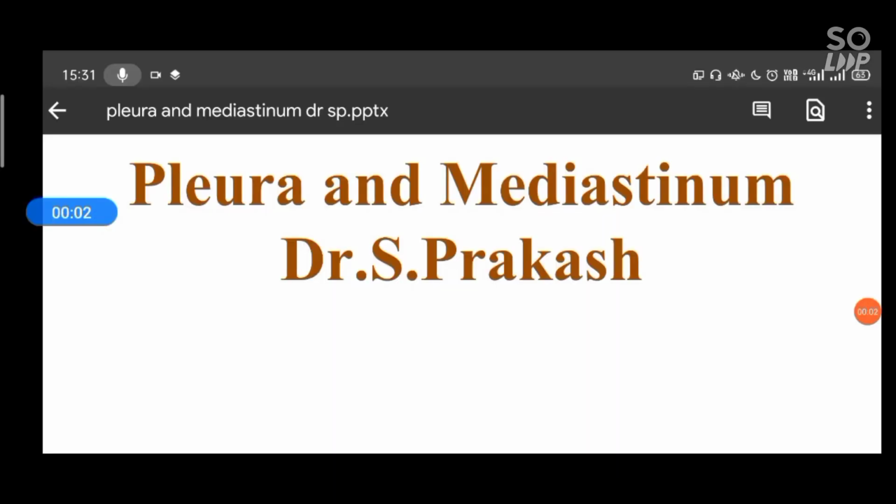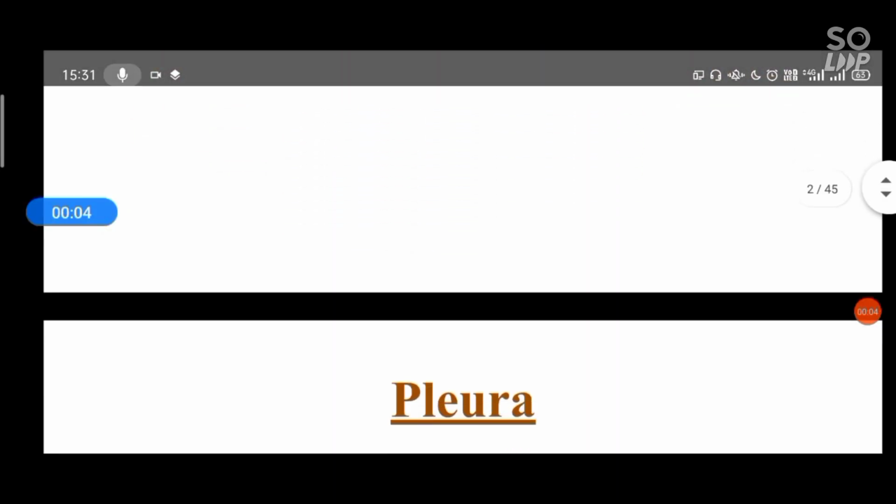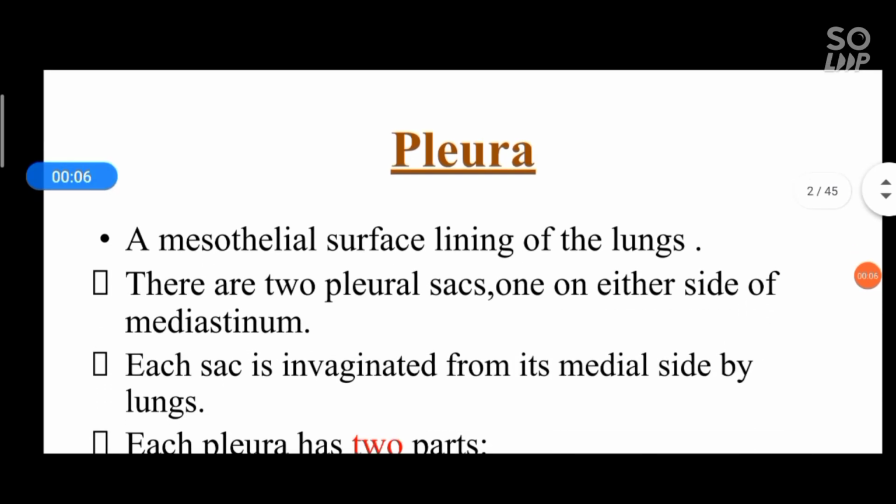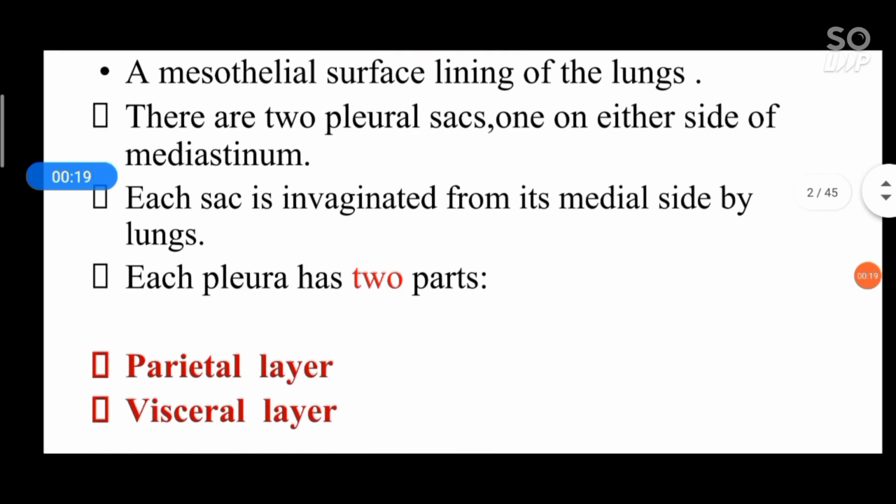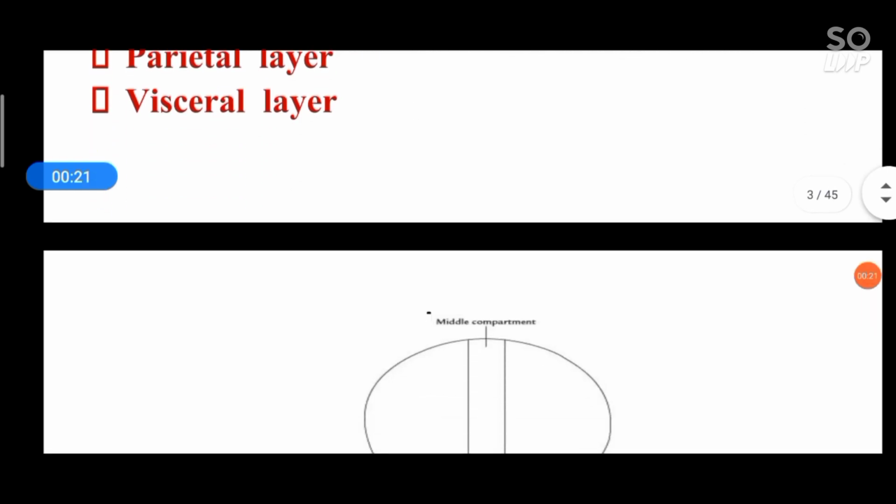Today's topic: pleura and mediastinum. Pleura is a mesothelial surface lining of the lung. There are two pleural sacs, one on either side of the mediastinum. Each sac is invaginated from its medial side by the lung. Each pleura has two parts, the parietal and visceral layers.